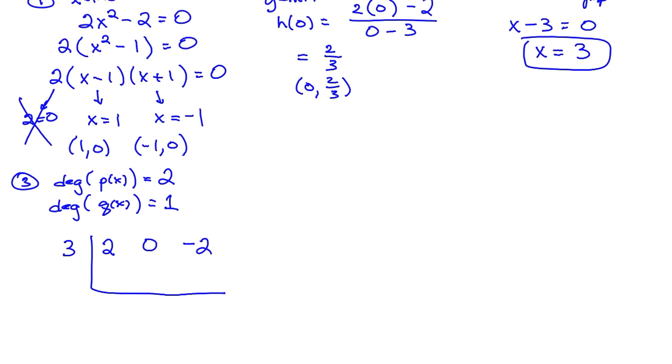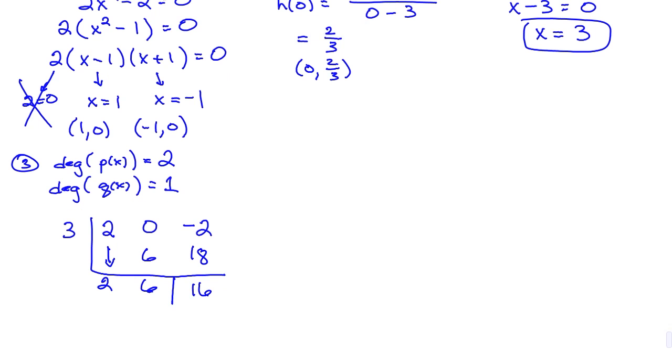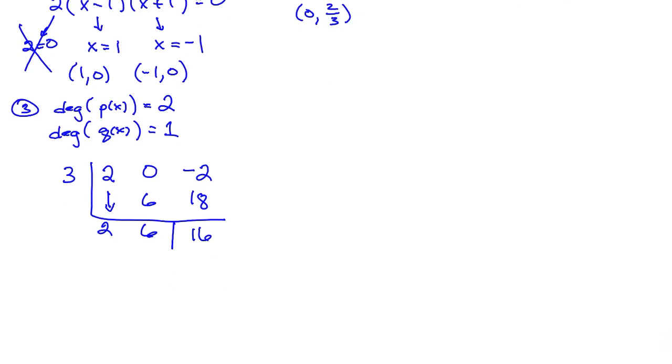Let's divide. Bring down the 2. 3 times 2 is 6. 6 plus 0 is 6. 3 times 6 is 18. 18 minus 2 is 16. The slant asymptote is the quotient from this division. The quotient is this piece right here, so it's y equals 2x plus 6.